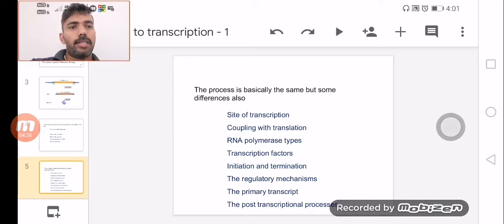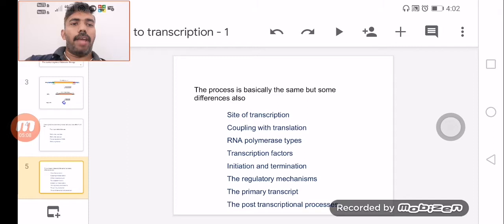The second difference is in the coupling of the reaction with translation. In bacteria, transcription is coupled with translation. That means the two reactions occur simultaneously, unlike in the eukaryotic system. The types of RNA polymerase used are also different. In eukaryotes, multiple RNA polymerases are applied for synthesis of different types of RNA. At the same time, in prokaryotes, only a single RNA polymerase is in function.